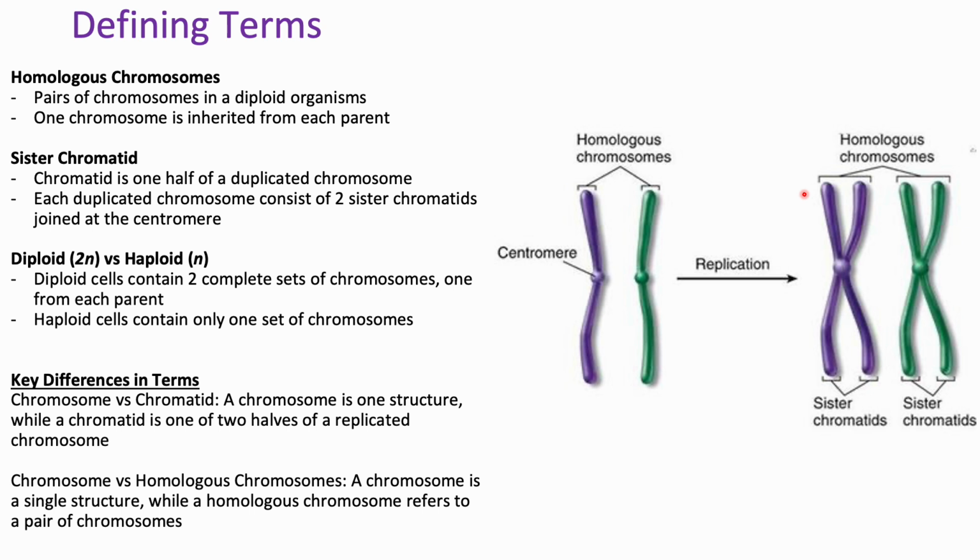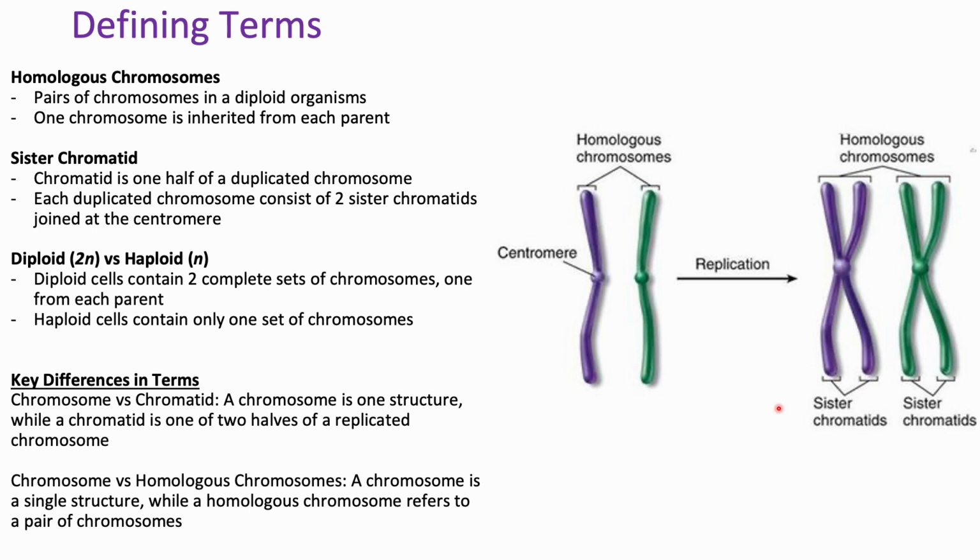That differs from a sister chromatid. A sister chromatid refers to a single chromosome that has been replicated, and each one of those components is known as a chromatid. Together, that paired version is known as a sister chromatid. So this is due to each duplicated chromosome consisting of two separate chromatids that are joined at the centromere.